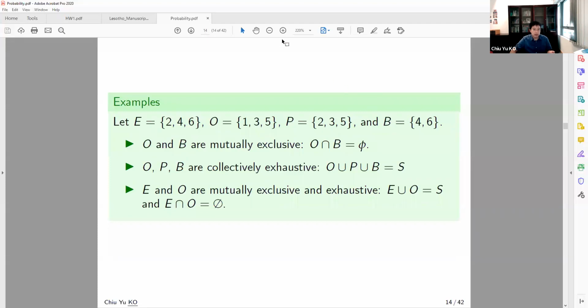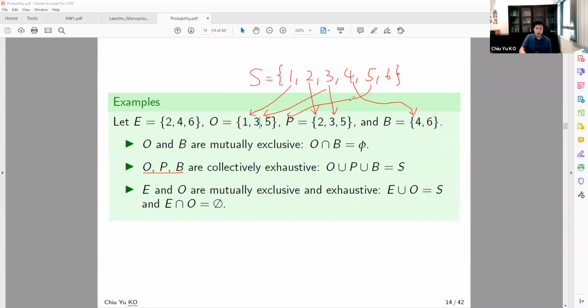Yes, everything is covered, right? Let me write a little bit here. The sample space is 1, 2, 3, 4, 5, 6. So why are the three of them collectively exhaustive? Because 1 you can find here, 2 you can find here, 3 you can find here or here, 4 you can find here, 5 you can find here or here, and 6 you can find here. So everything can be found in one of those. So then the union is the sample space, then yes.